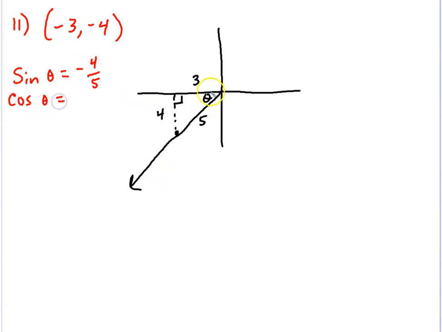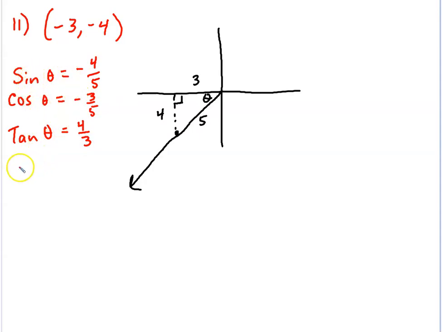Cosine theta is adjacent over hypotenuse. Cosine is also negative in quadrant 3, so that's negative 3/5. Tangent is opposite over adjacent. So opposite over adjacent, and tangent is positive in quadrant 3 because it's a negative divided by negative, so that would be 4/3. And then just run through your reciprocals.